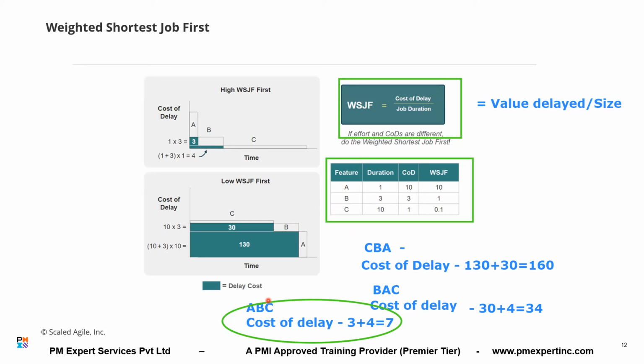Now, if I do, let's say, C, B, A. First I do C, then I do B, then I do A. In this case, what will be the cost of delay or value delayed? Now, if I'm doing C first, I have delayed the value coming from B and A. Yes or no? Now, what is the duration of C?